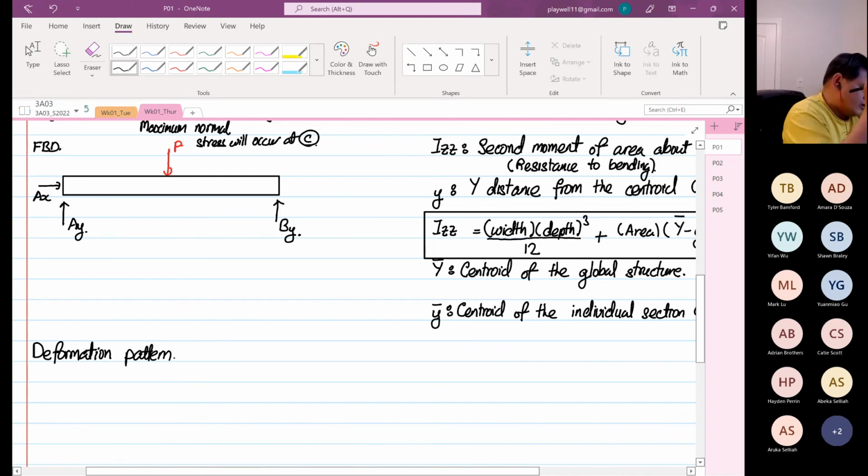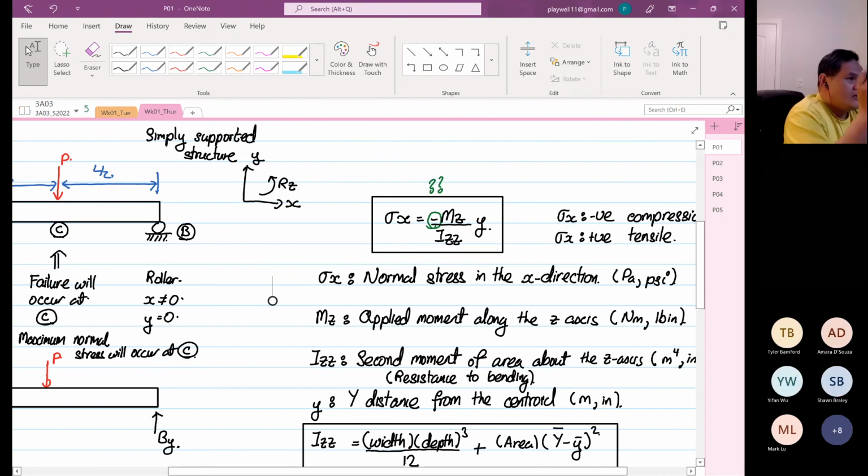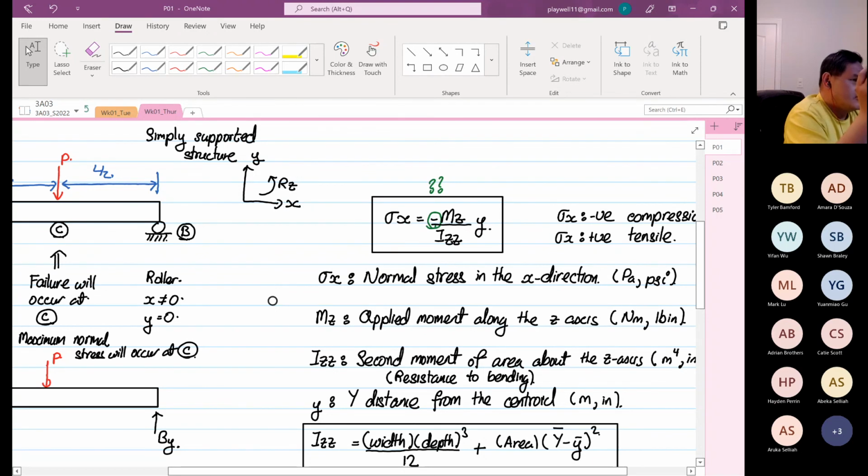I need all of you to be able to sketch the deformation pattern because we are not going to rely on the positive or the negative of the formula. In this course, a key feature that I want you to learn from me and embrace is to physically guess where the tensile and compression will occur. To me, I think that is really important.